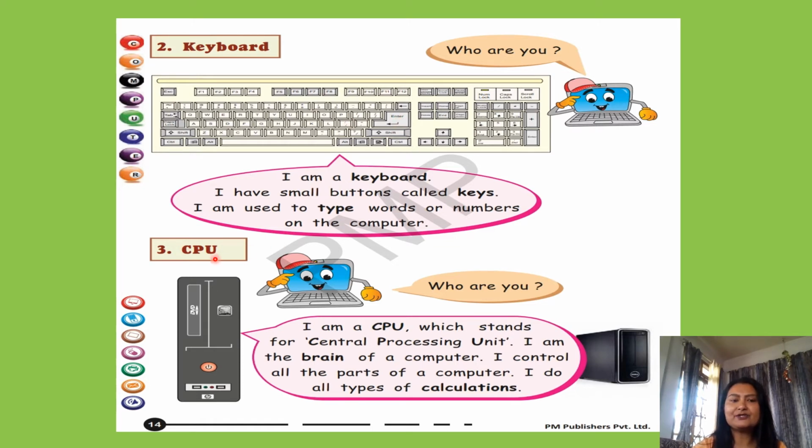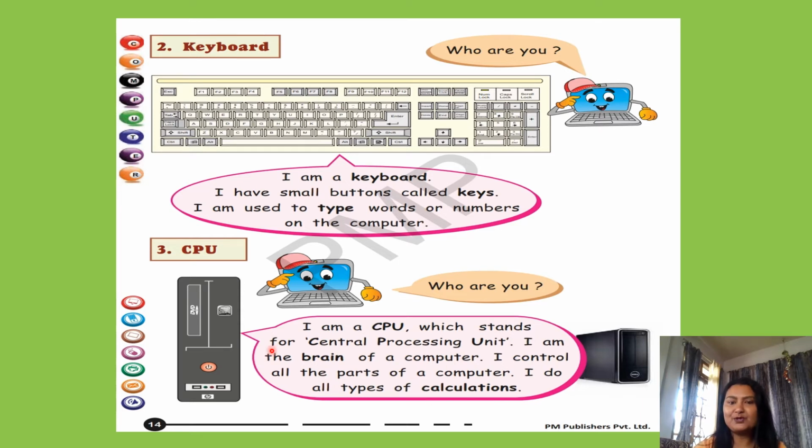Now next, number 3, we have the CPU. Look at the CPU. It looks like a box, okay? And it is telling, I am a CPU, which stands for Central Processing Unit. I am the brain of a computer. I control all the parts of a computer. I do all types of calculations.